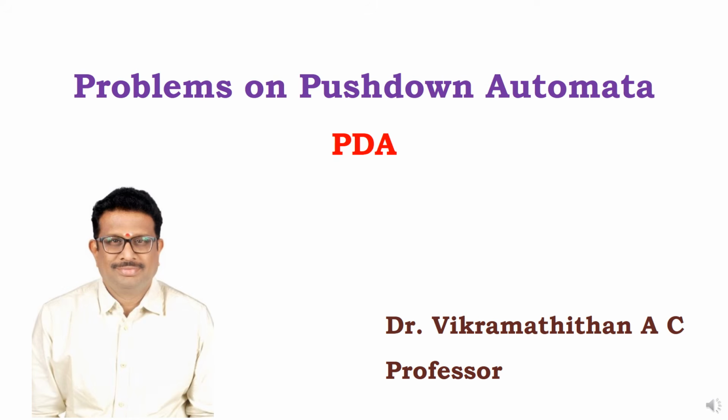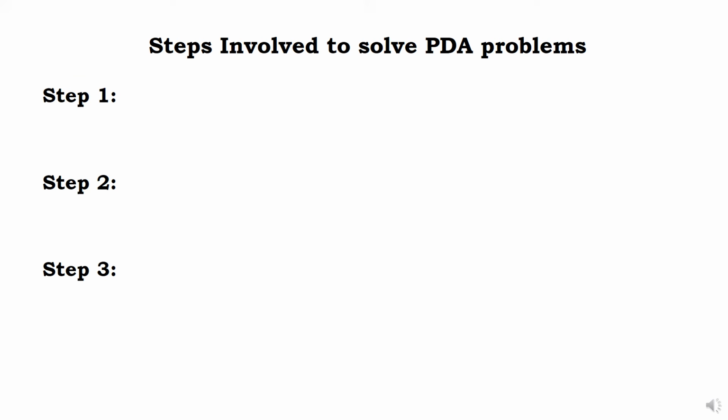Dear students, in the previous video we discussed the definition of push-down automata for context-free language. Now we are going to discuss how to implement PDA, that is push-down automata for context-free language, through some problems. What are the steps involved in solving a PDA problem?